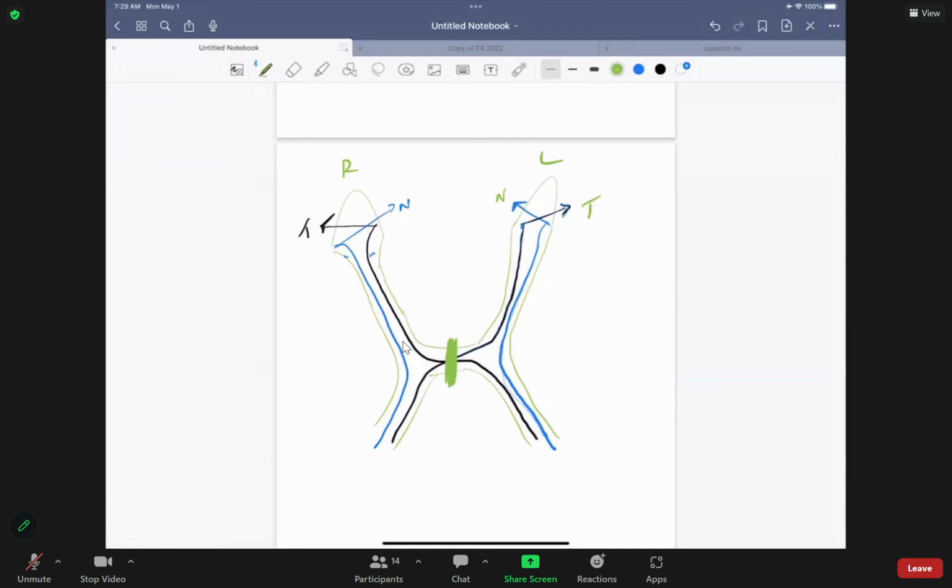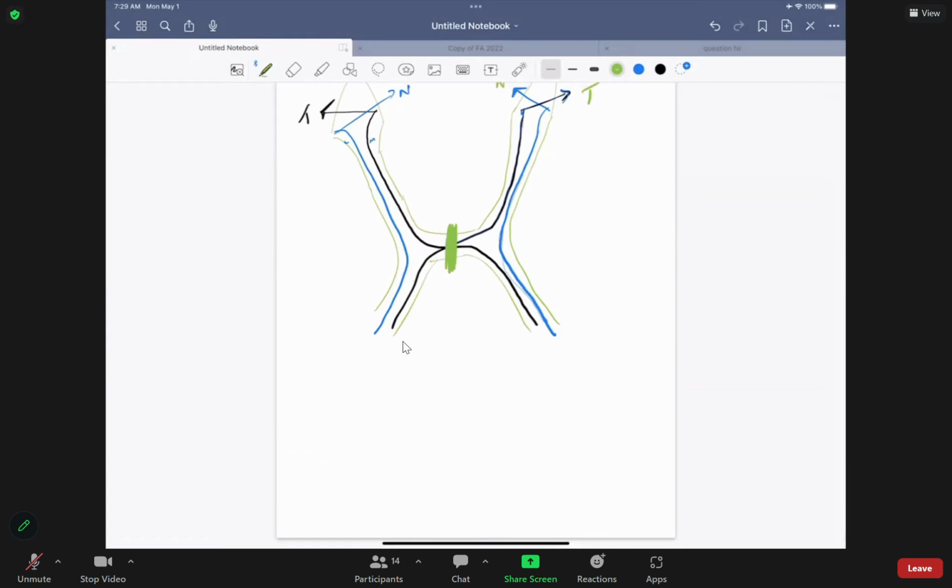Okay. Now, if I were to do an eye lesion for this, let's say I'm doing like this. This is your right side. This is your left side. This is the temporal vision, nasal vision.